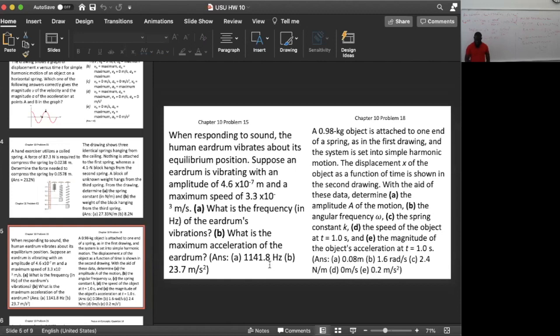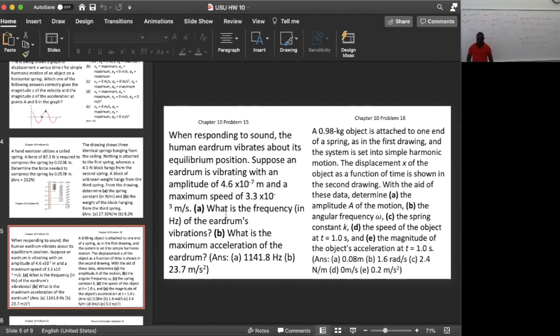141.8. So about, is it 141 or 1141? Let me make sure, sorry. 1141, sorry. 1141 point, yeah. So about that, little difference. So what is the acceleration of the eardrum?